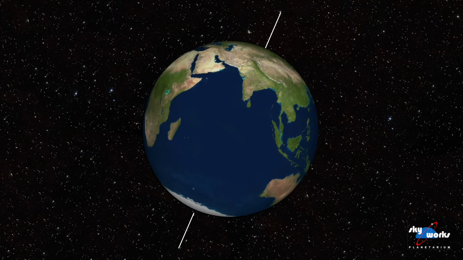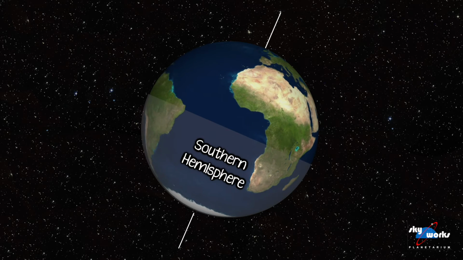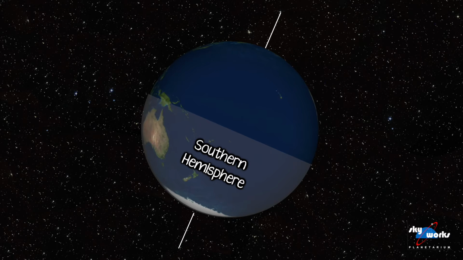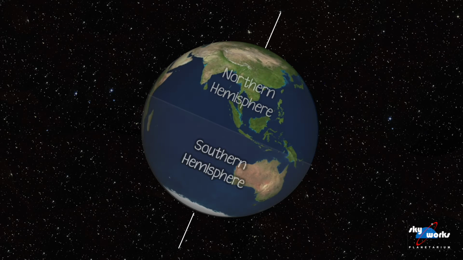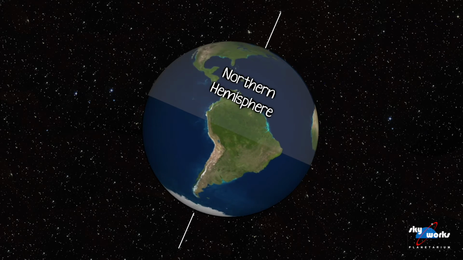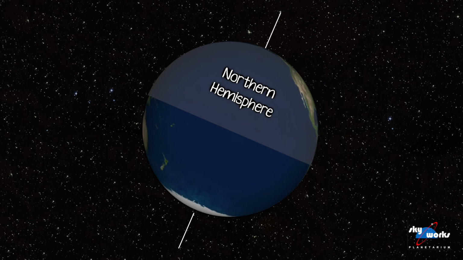Most countries situated in the Southern Hemisphere will experience winter at the same time of year. The opposite is true with countries in the Northern Hemisphere. When it's winter in the Southern Hemisphere, it's summer in the Northern Hemisphere, and vice versa.